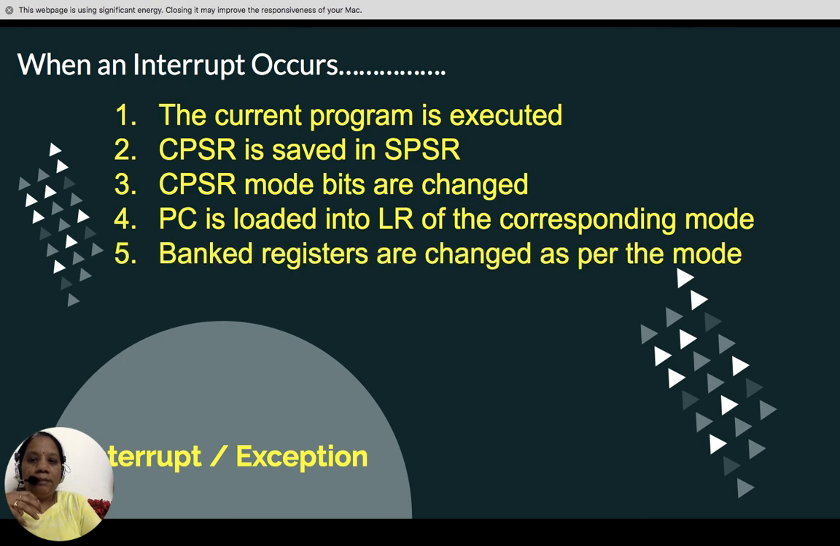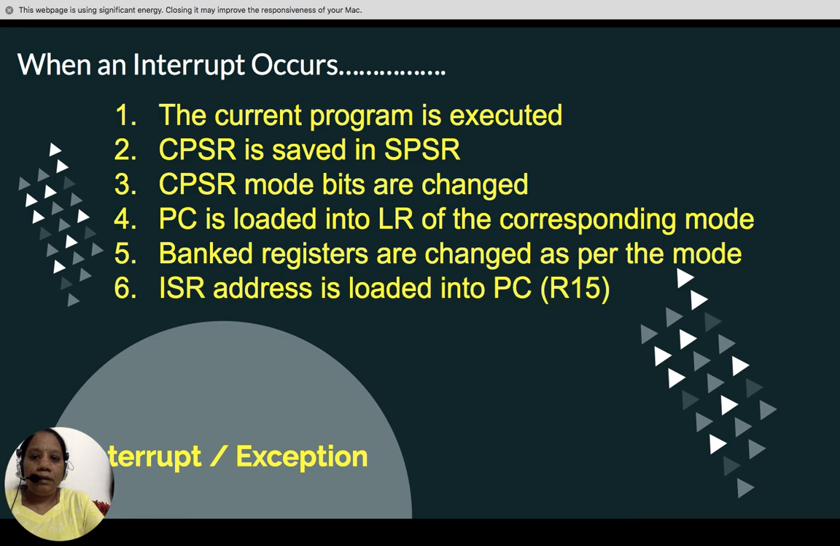Similarly, the next thing will be all the banked registers are changed as per the mode. That is, whatever register contents you want to store, you have to store them either into a stack or keep them safe so that when you come back, you get all the register values. And suppose if it is FIQ, you have banked registers, that is R8 to R12, the 5 registers used specially when you're entering into the fast interrupt mode, right? So these banked registers are changed as per the mode.